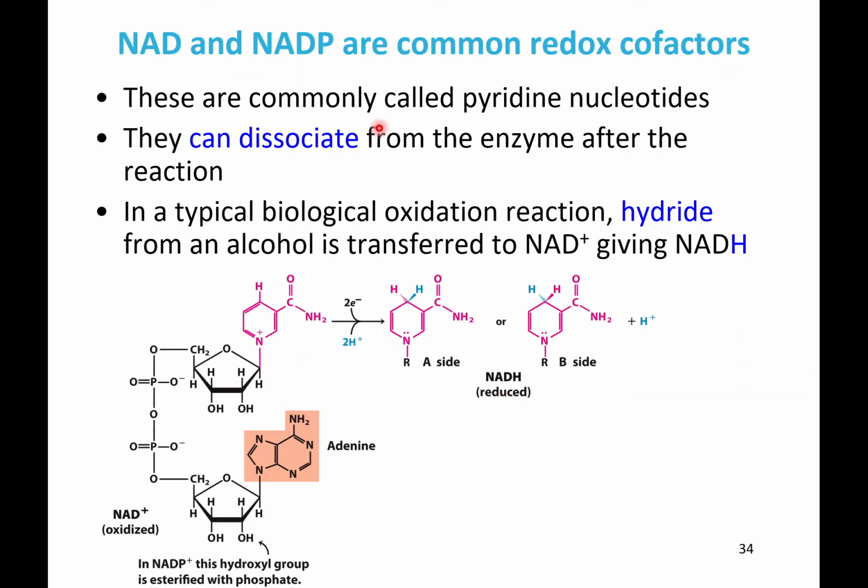NADP and NADPH are the same exact structure as this, except there's a phosphate group down here. Okay, so the addition of the phosphate group just changes what enzymes use that as a cofactor, but their job is the same. NAD and NADP are used for carrying electrons.